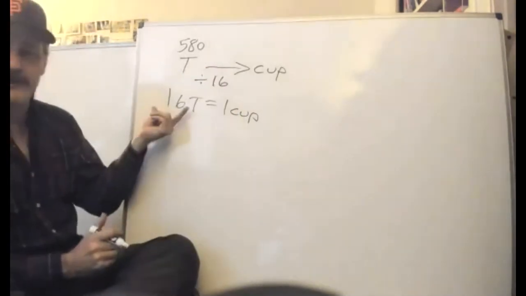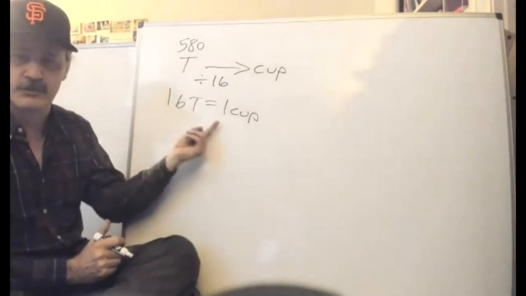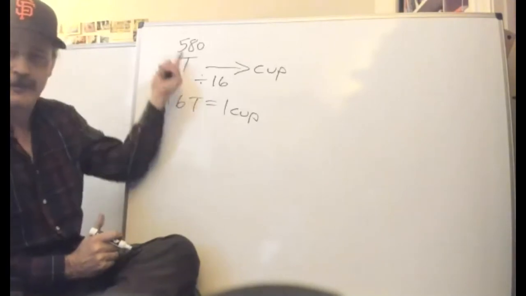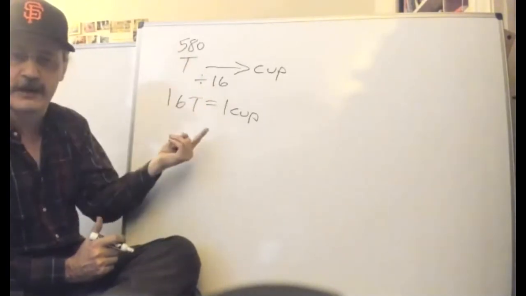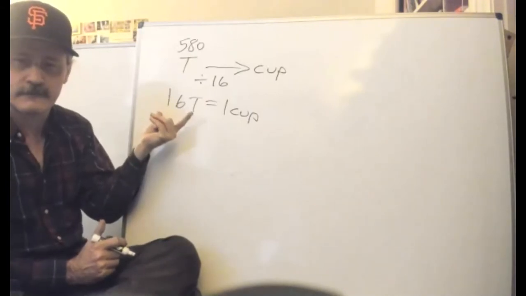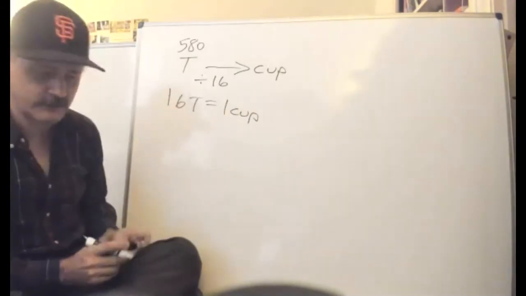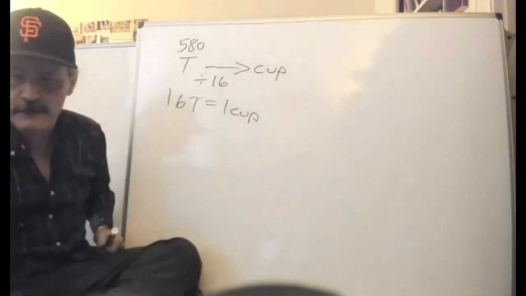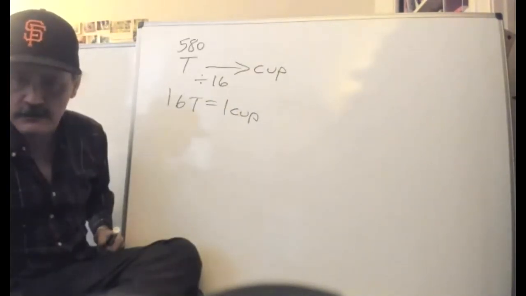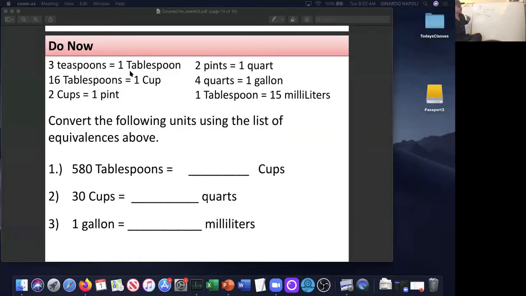Okay, because every 16 tablespoons is worth 1. So how many 16s go into the 580 tablespoons? That's why we're dividing. Okay, and so then you get your answer, whatever that is. Now that one we could go straight to the unit that we wanted.